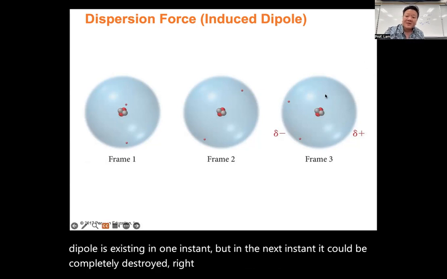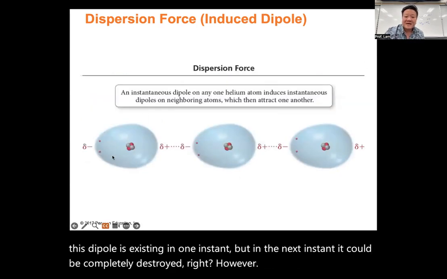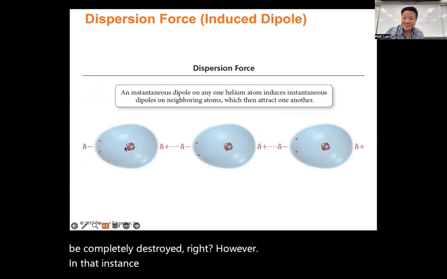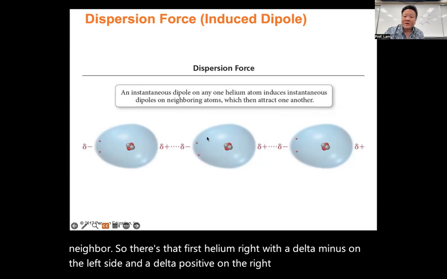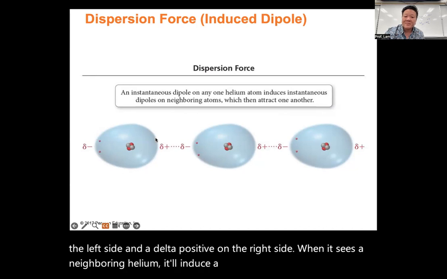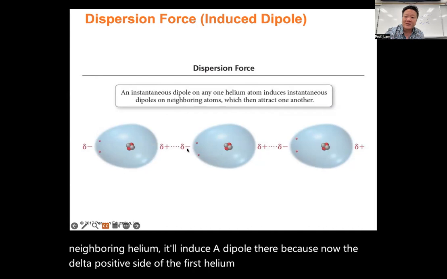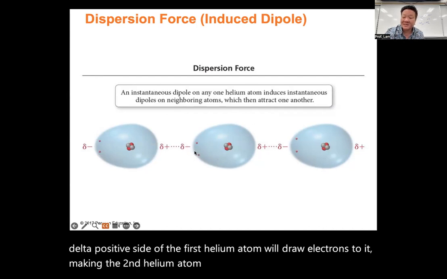However, in that instant that it has a dipole, it can induce a dipole in its neighbor. So there's that first helium, right? With a delta minus on the left side and a delta positive on the right side. When it sees a neighboring helium, it'll induce a dipole there, because now the delta positive side of the first helium atom will draw electrons to it, making the second helium atom also delta minus on the left side and delta positive on the right side.